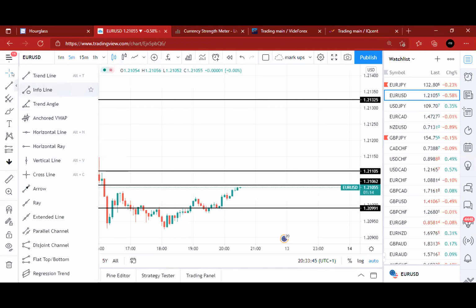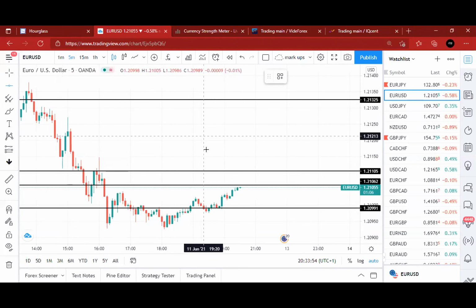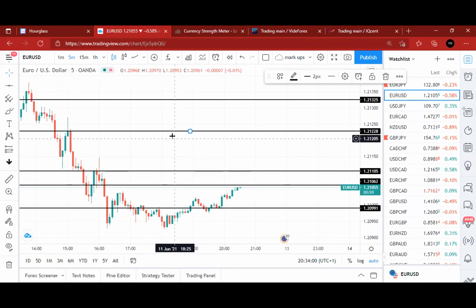Horizontal line. So if you needed to draw a horizontal line, you just come here and click on horizontal line. Once you click on it, wherever you want to draw it, say somewhere here on these candles, you just click here. It draws that horizontal line for you. So that is all you're going to do.